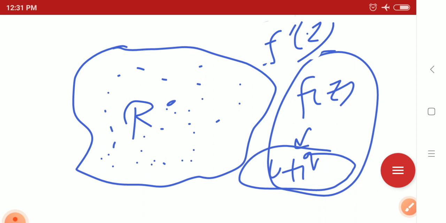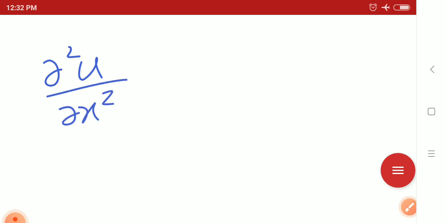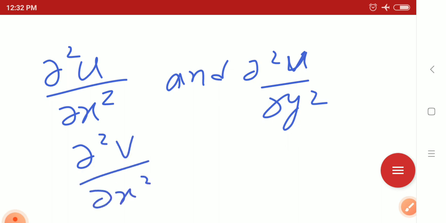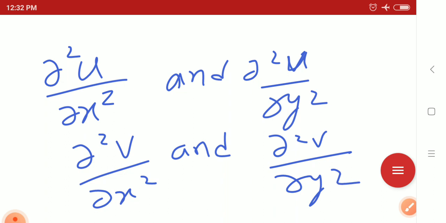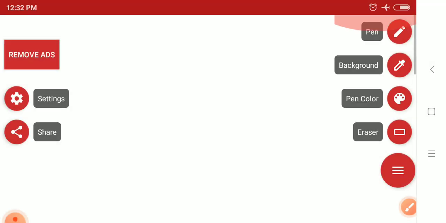Now if we take the second derivatives, u plus iota v means first derivatives of u and v with respect to x and y. Taking second derivatives: del two u by del x square and del two u by del y square; similarly, del two v by del x square and del two v by del y square. If these second derivatives with respect to x and y exist and are continuous in a region R, then there is a relation.